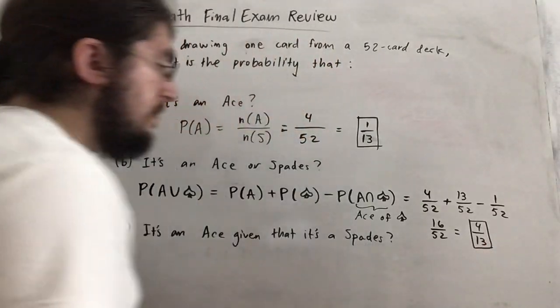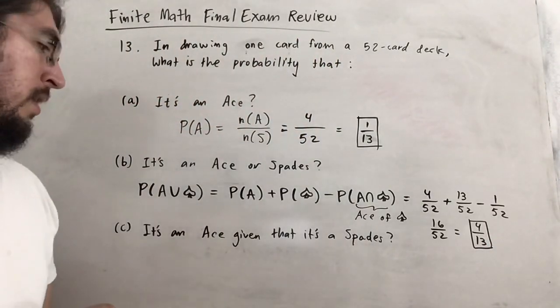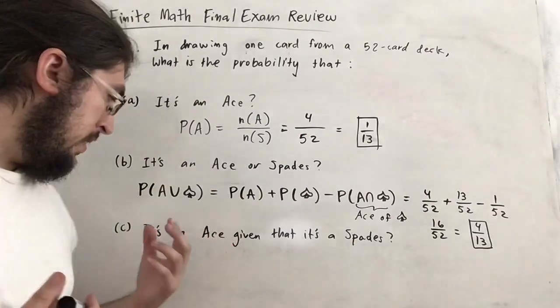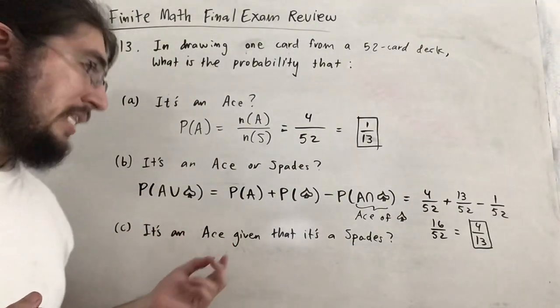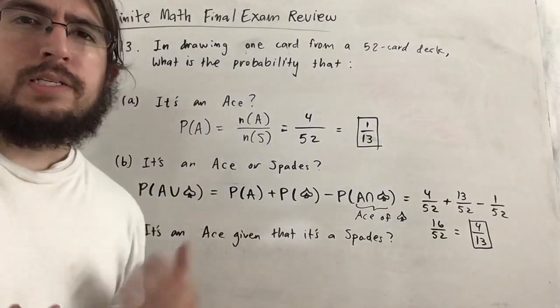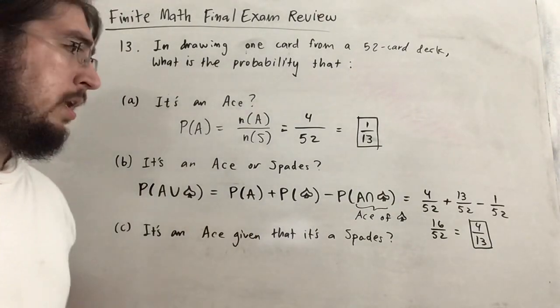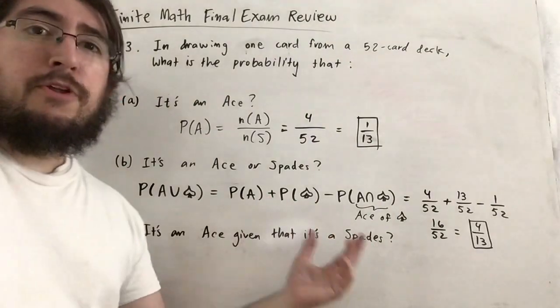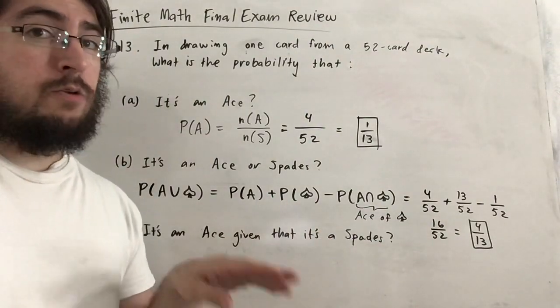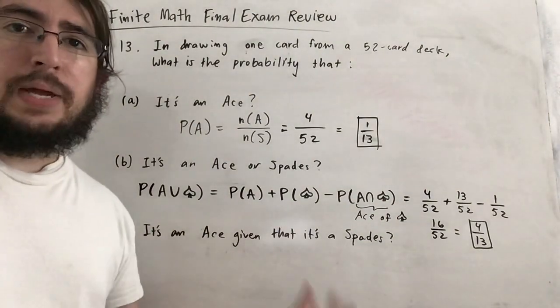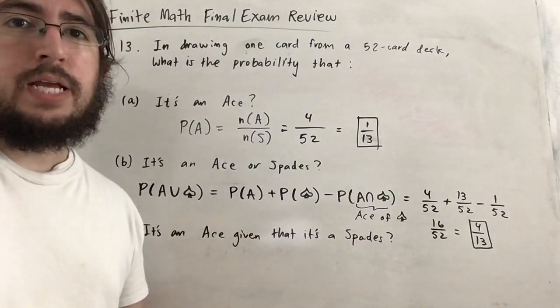Great. Good. All right, so now for C, a little different. What is the probability that it's an ace given that it's a spade? So if we're given that it's a spade, remember how conditional probabilities work that we saw in number 11. There are 13 spades, so if you drew a card and you know that it's a spade, well, there's only one ace that's a spade, so chances are this is going to be 1 out of 13.